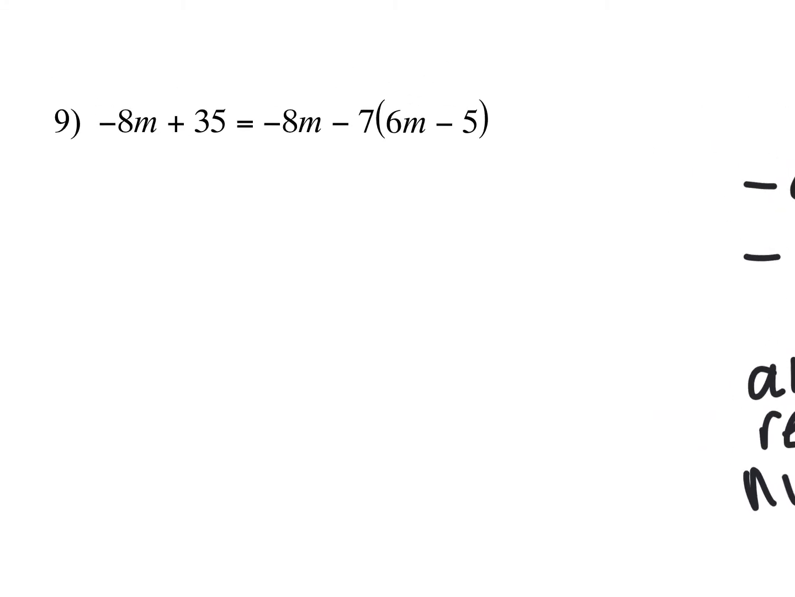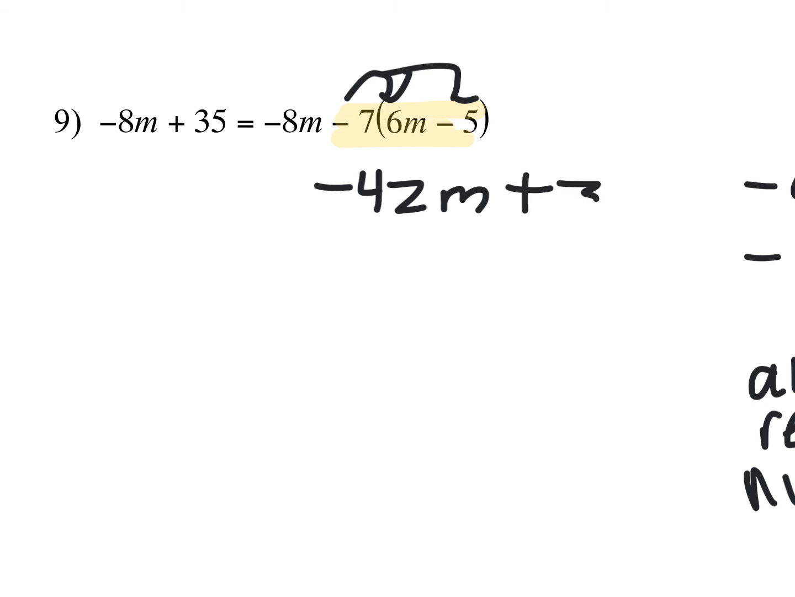First question, can we distribute? Is there? Yes, we know this answer by now. So we're going to distribute. So that'll be -42m. -7 times -5 is +35. So we got everything out of the parentheses.